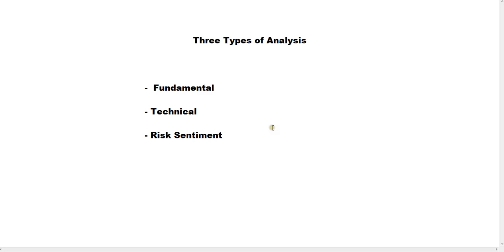From my personal standpoint, I'm pretty much 80% technicals and 20% fundamental guy. It just seems to be what works for me. I have some tools to analyze risk sentiment for long-term positions, but it's not that big of a part of my trading kit, but we'll go into that in later detail. So to start, we'll just talk about what the three types of analysis are. There's fundamental, technical, and risk sentiment.